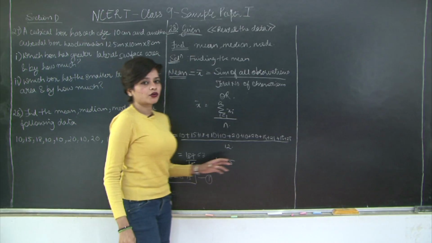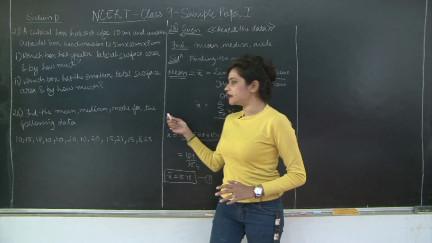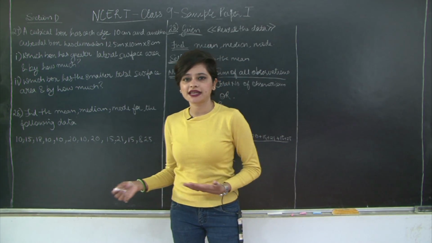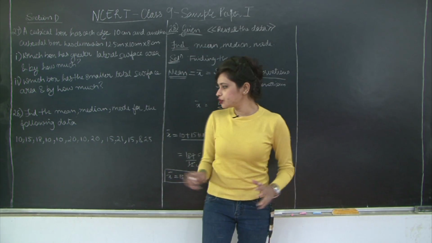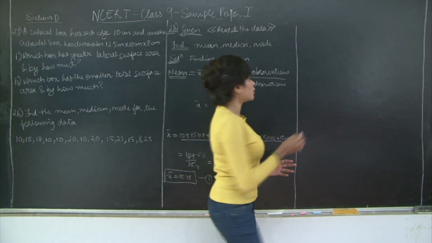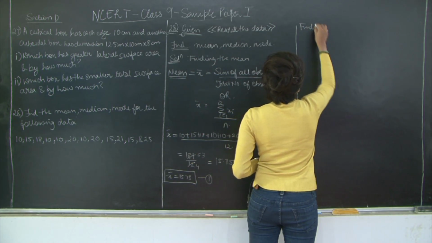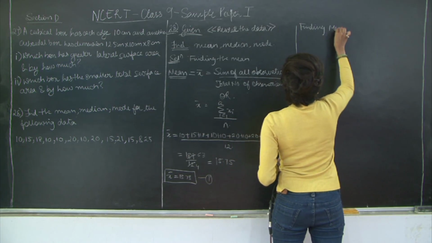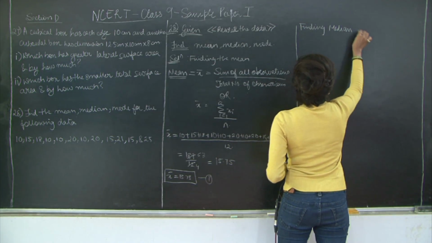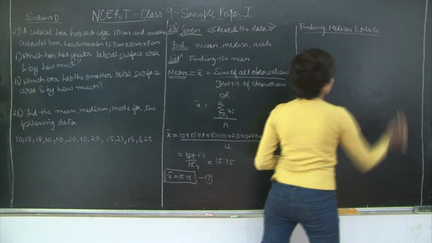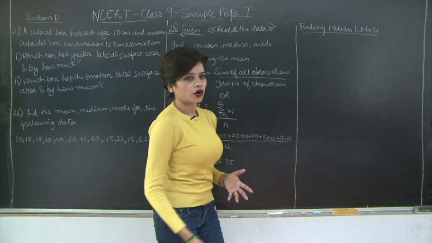This is your mean. You're going to mark it as 1. Now what about going about finding the median? For the median we need to arrange our data or the observations into ascending or descending order. Let's say I'm just arranging them into ascending order. So I'll say finding median and mode. We'll find them both together because we will have our data arranged into ascending order, right?